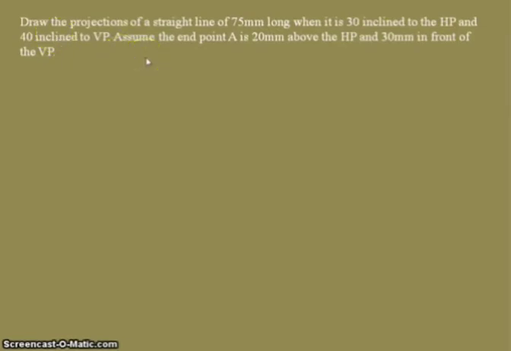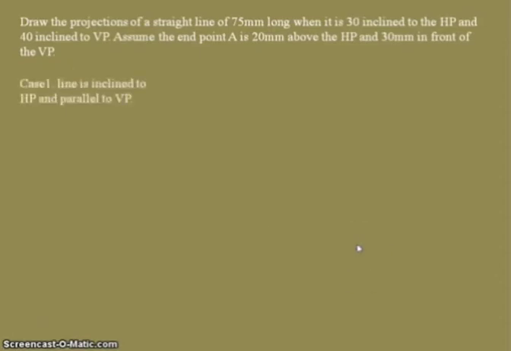Again, I am giving a condition for endpoint A: it is 20 mm above the horizontal plane and 30 mm in front of the vertical plane. In this condition we need to draw the front view and top view for the given straight line when it is inclined to both the horizontal plane and vertical plane. So now we go further.